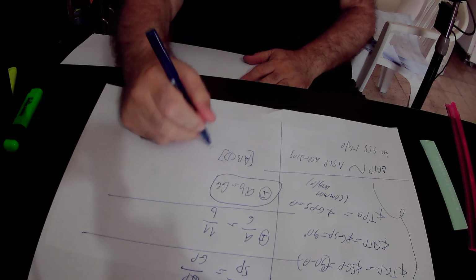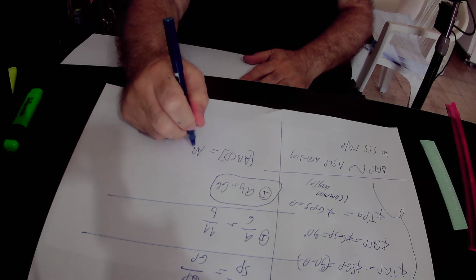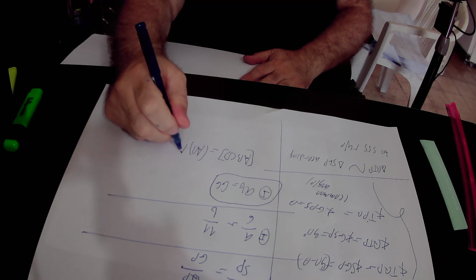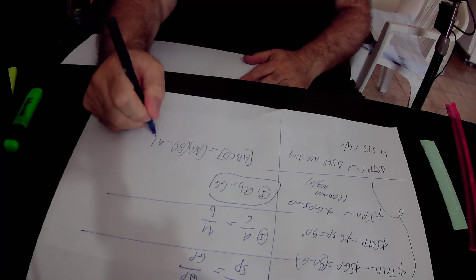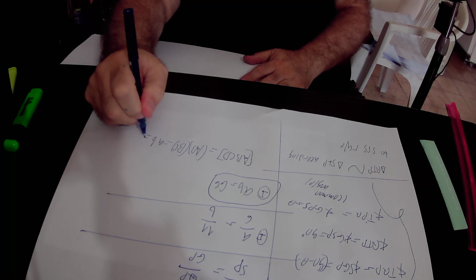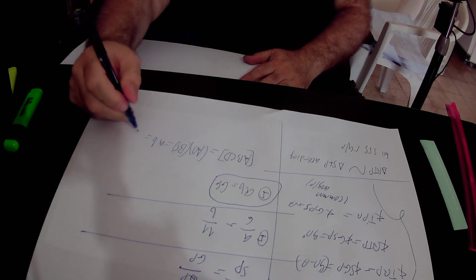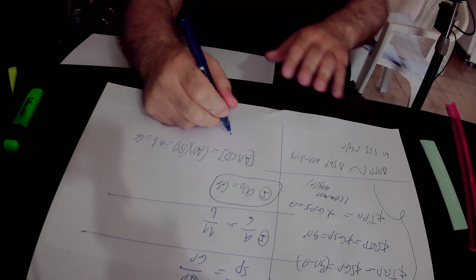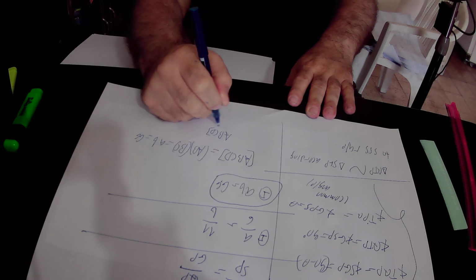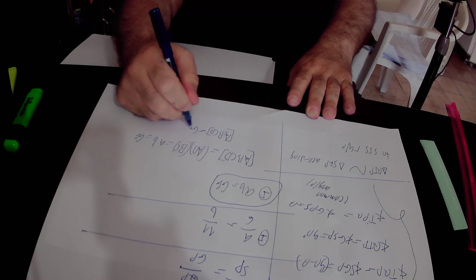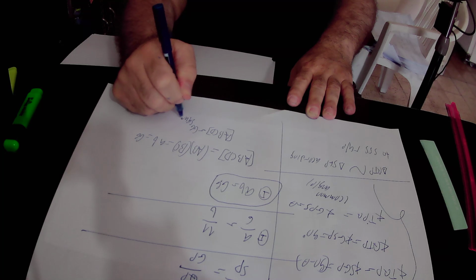The area of rectangle ABCD is equal to the length of the rectangle, that is AB, times the width of the rectangle, that is BC. AB equals A and BC equals B according to our definition. We just found out that AB equals 66. So in conclusion, the area of rectangle ABCD is equal to 66 square units.